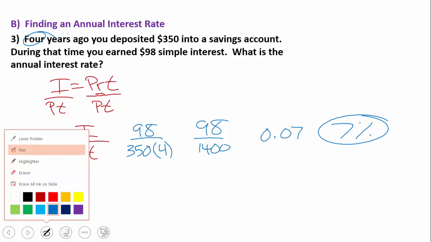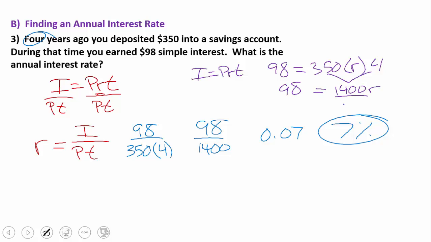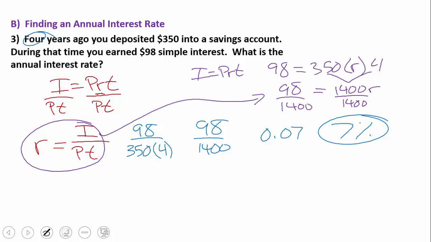Now, I don't necessarily do that. I don't sit and spend time rewriting it all. I just fill in the numbers. In the original I equals PRT, I just say 98 equals 350 times my rate times my years, which was 4. And then I do the math here, and I would say that 350 times 4, well, that's again 1,400. R equals 98, and then I divide by my 1,400. So I don't spend a lot of time rewriting. I use what I know about solving equations to just do it, because we know what 98 divided by 1,400 is, 7%.